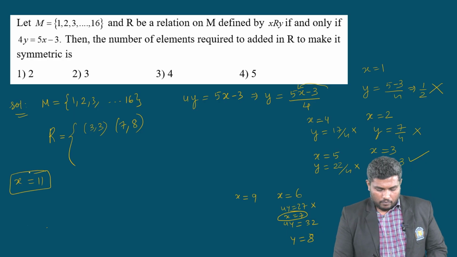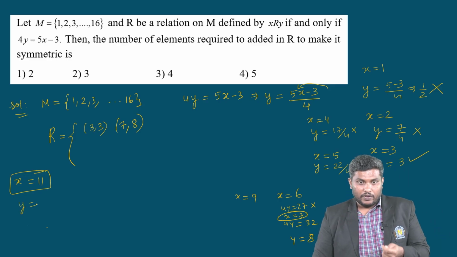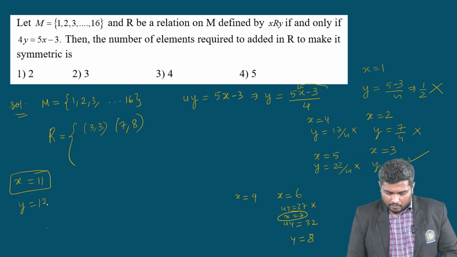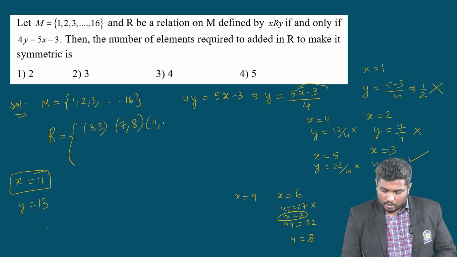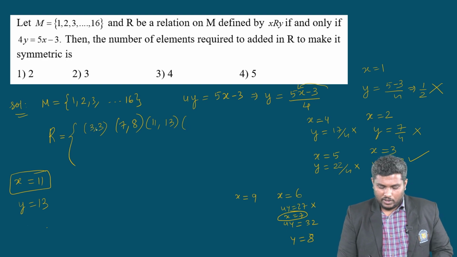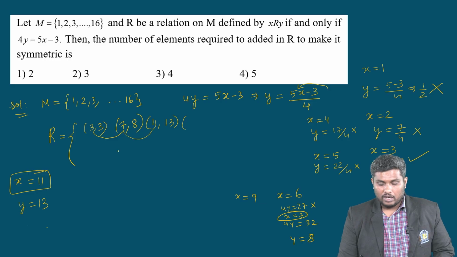X is equal to 11. What I'm going to get is y is 5 into 11, 55. 55 minus 3 is 52. 52 by 4 is 13. Yeah, so I can see there is a pattern here, (11, 13), and now you can extend the pattern. 3 plus 4 is 7, 7 plus 4 is 11, and 11 plus 4 is 15.